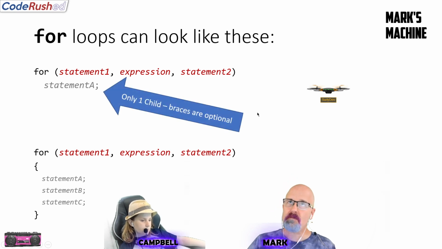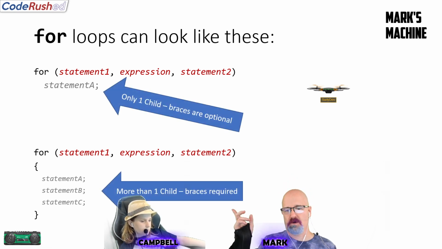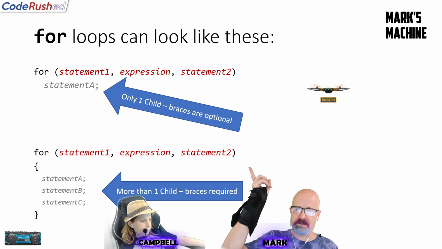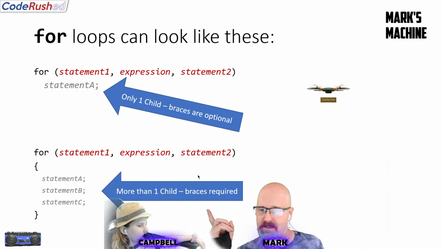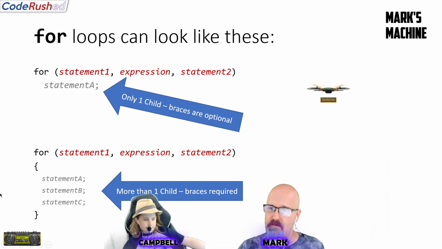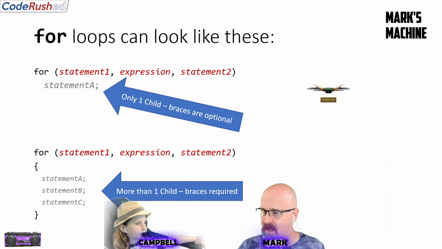Okay? And here, by the way, there are the same rules with for loops as with if statements. If there's only one child, you don't need braces. You can make those optional if you want. And if there's more than one child, you're going to need braces.